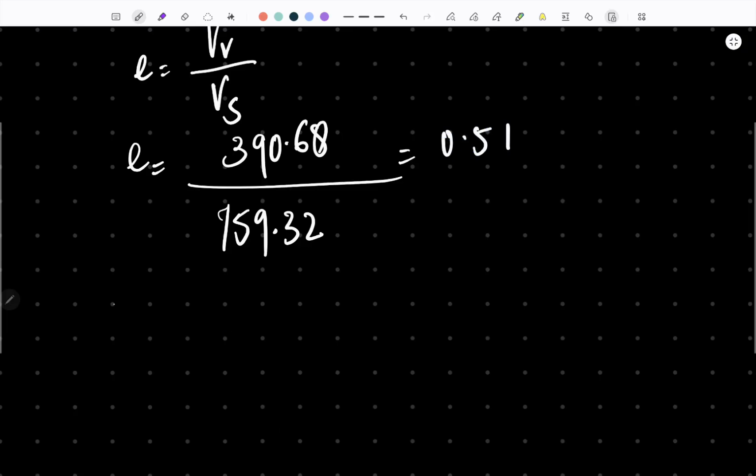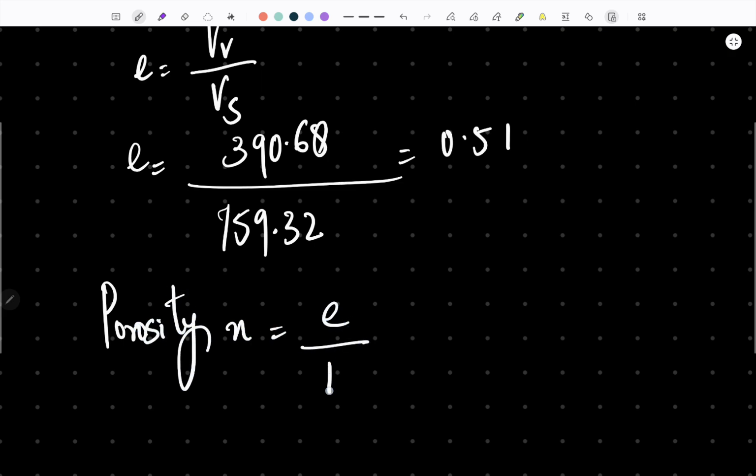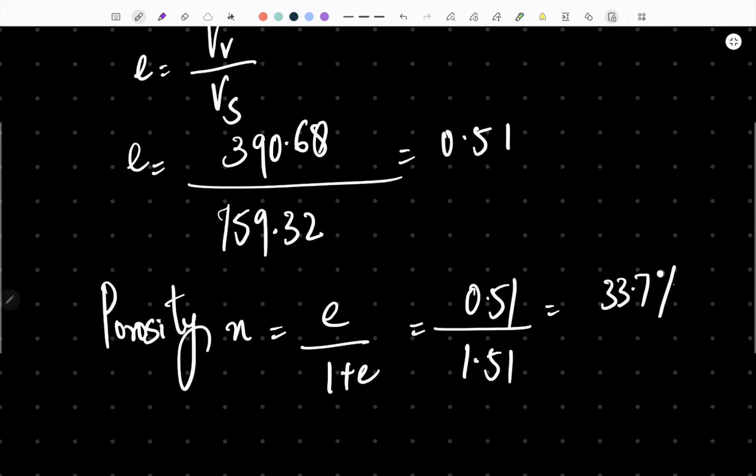When I know the void ratio, I can find the porosity. Porosity is equal to E divided by 1 plus E. So E is 0.51 divided by 1.51. It is equal to 33.7%.